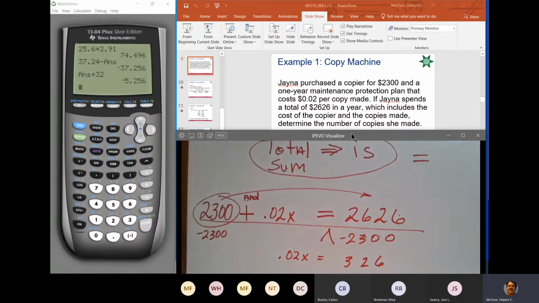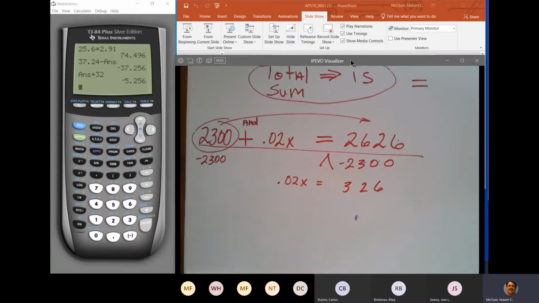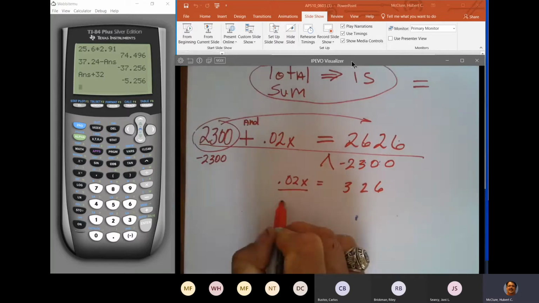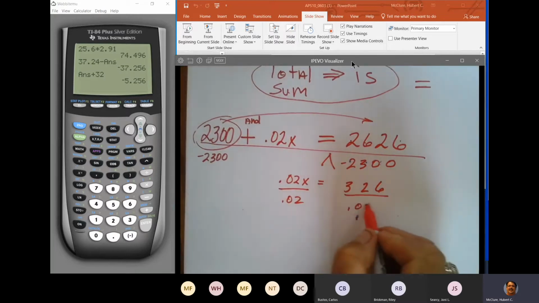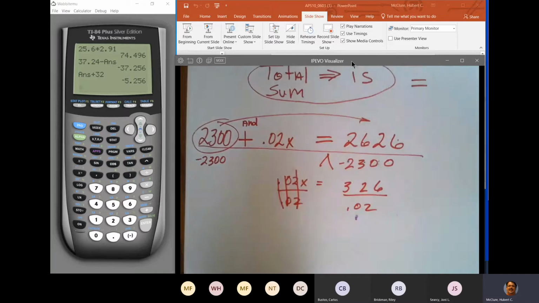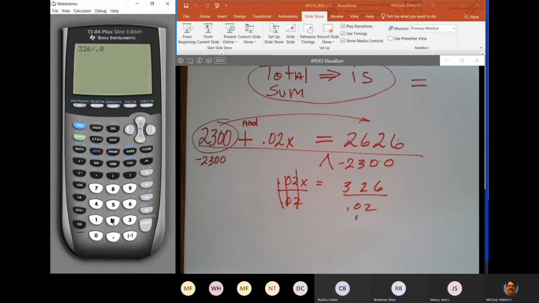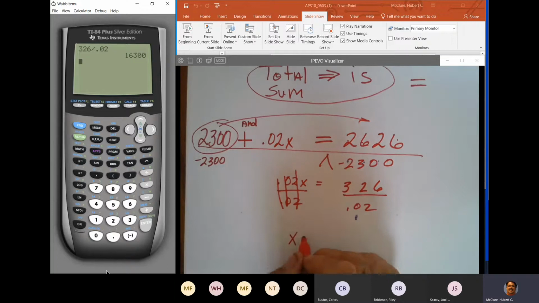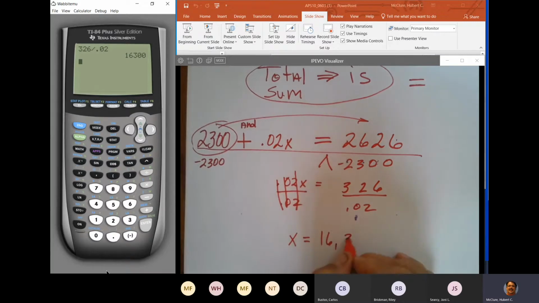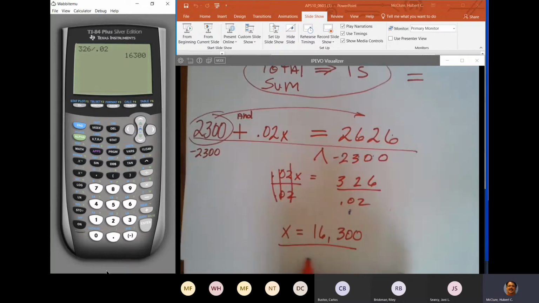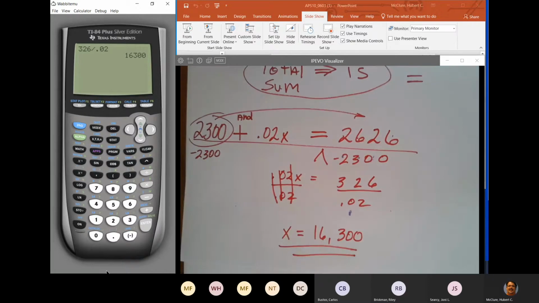I'll have to bring this up. And then divide by 0.02. So let's take our handy dandy calculator and let's take 326 and divide by 0.02. So she's got 16,300 copies. Hold on just a second.